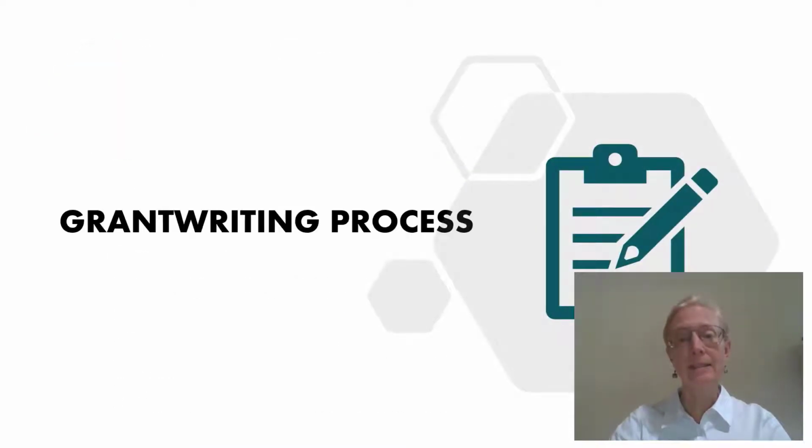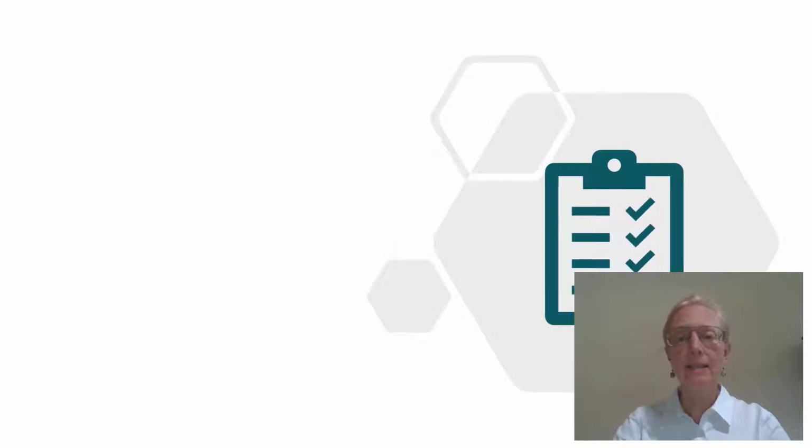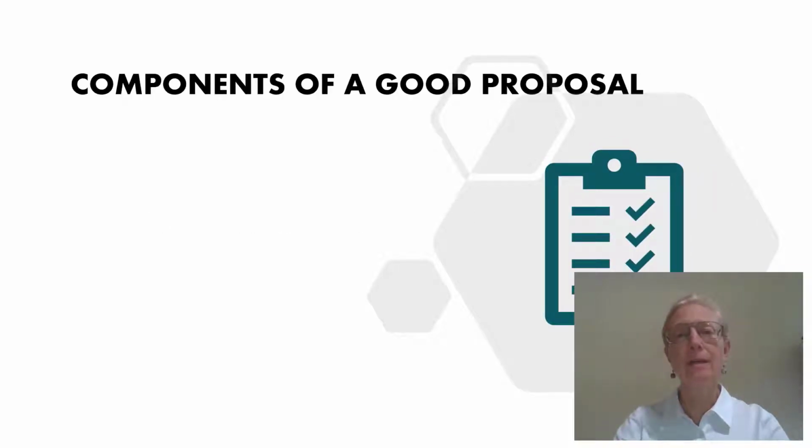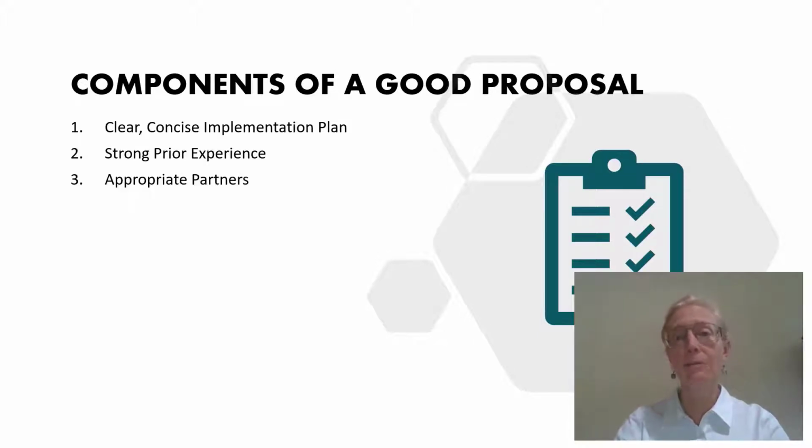What we're going to discuss in this session is the grant writing process itself. As indicated on this summary slide, there are specific components of a good grant proposal, which are the same regardless of whether you're writing a very small one-page proposal for a local funder or a many-chapter proposal for a federal grant. First of all, you need a clear, concise implementation plan to indicate that you have prior experience or connection through appropriate partners with that kind of experience.